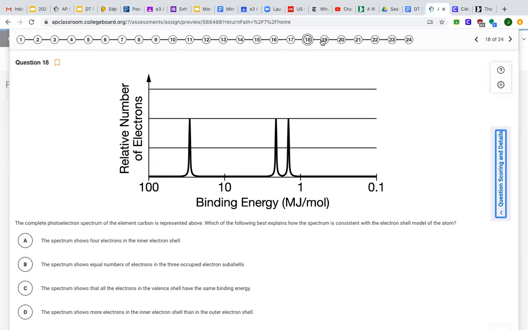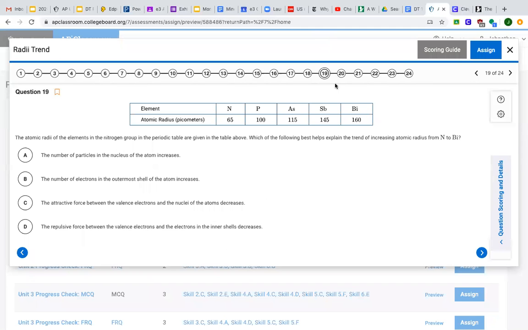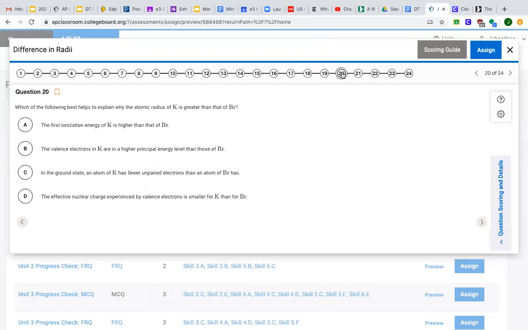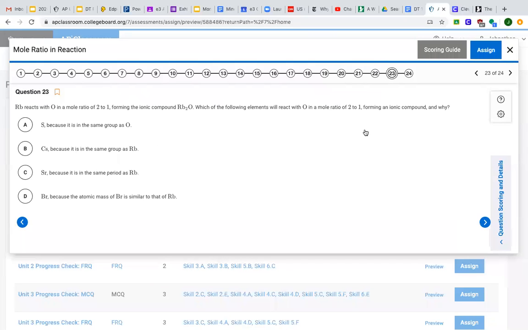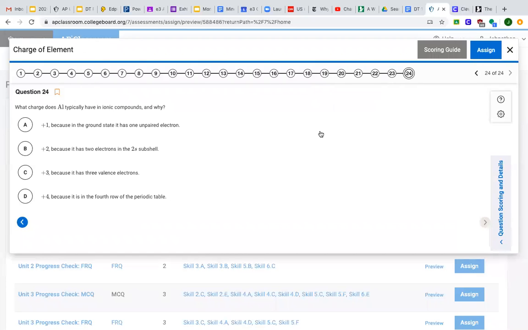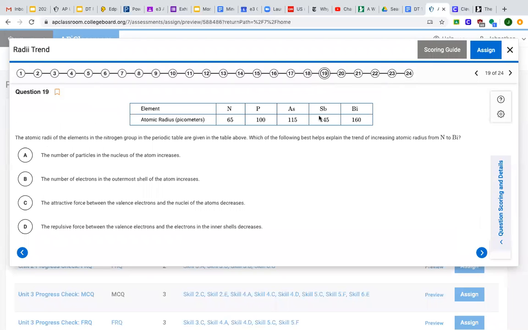Very good job. Okay, so now we've got 6 more. We've got an atomic radii question, and then another atomic radius question, and then ionization energy, which is related to atomic radius, ionization energy again, and then a reaction question, and then an aluminum question. Okay, I think these are all good to do together. So let's take 4 more minutes to do these. Hey Siri, set timer for 4 minutes. Okay, your timer is set for 4 minutes.